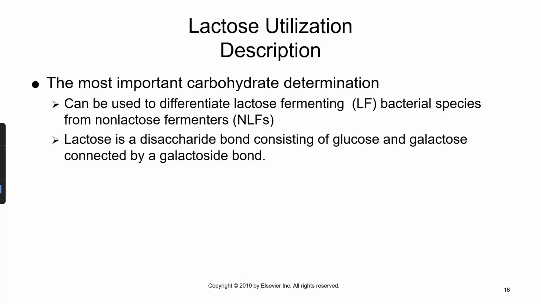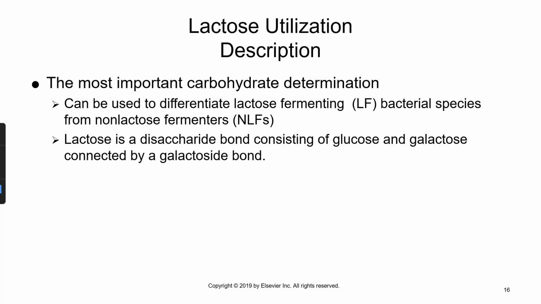So lactose utilization is probably one of the most important tests. This helps differentiate the enterics. So enterics are the bacteria that live in the gut. So if a person comes in with diarrhea due to bacterial-related infection, and we want to culture the bacteria and figure out what's causing the issue, lactose fermentation is a really good way to differentiate those gram-negative bacteria. So it's used to differentiate the lactose fermenting LF bacteria from the non-lactose fermenters NLF.